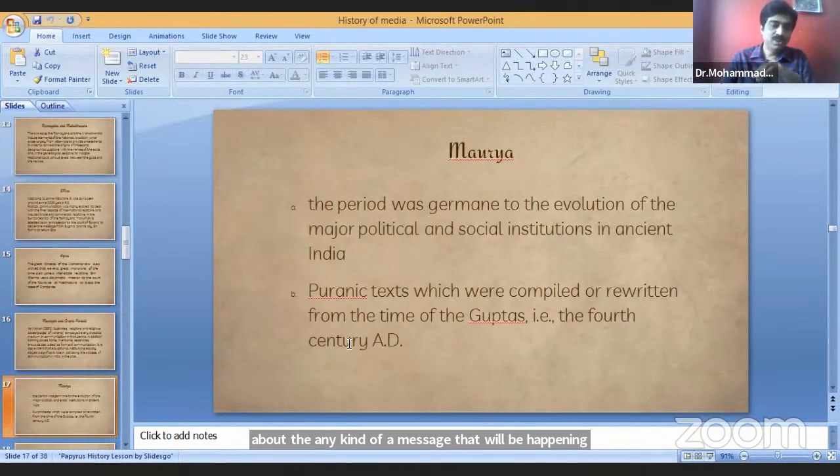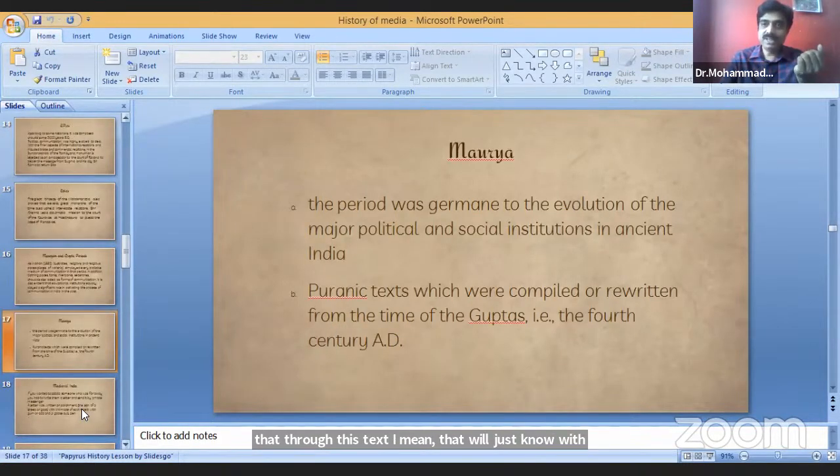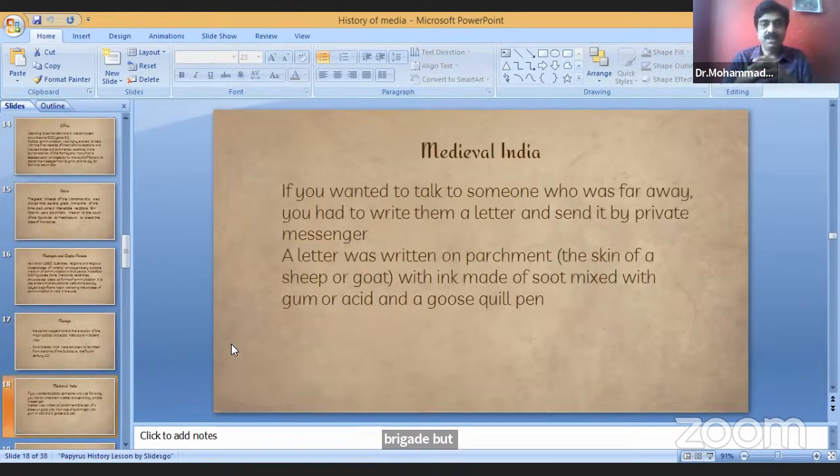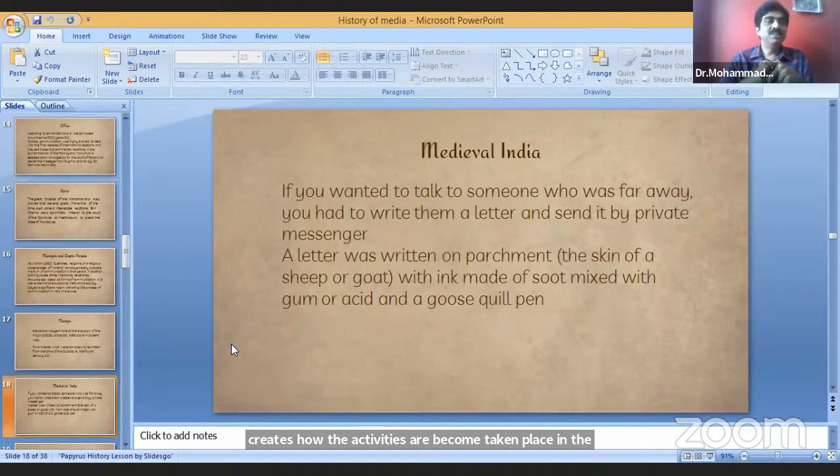That is what historians compiled. Through it we understand how activities and reforms took place during that particular period. So let us move on to the medieval period.